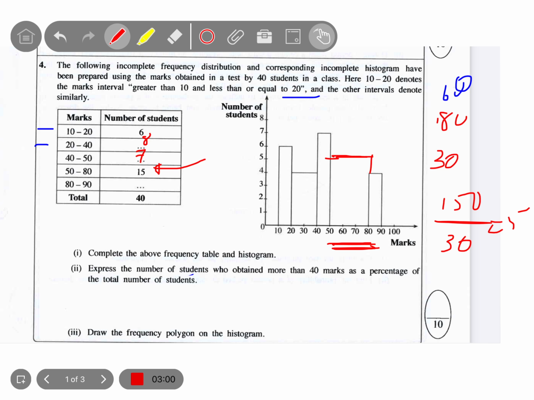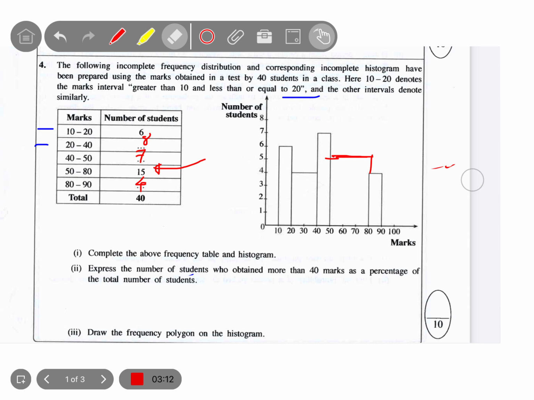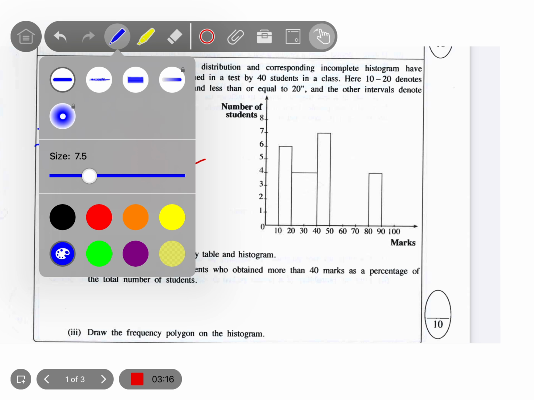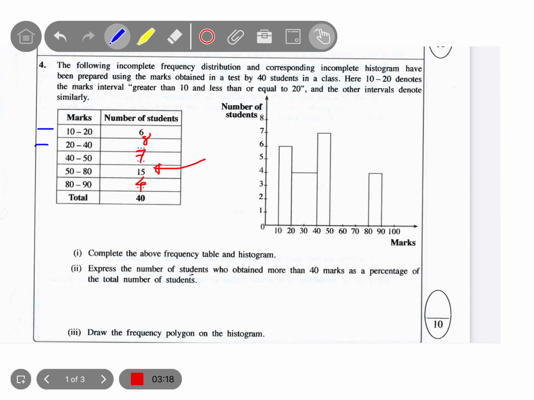The other one is also pretty easy. For 80 to 90, the width is 10, so we can write it as 4 here. Let me delete this and draw it properly. The height should be 5, so we calculate it as 5. This is the completed histogram. Just draw it properly on your paper using a ruler or something.